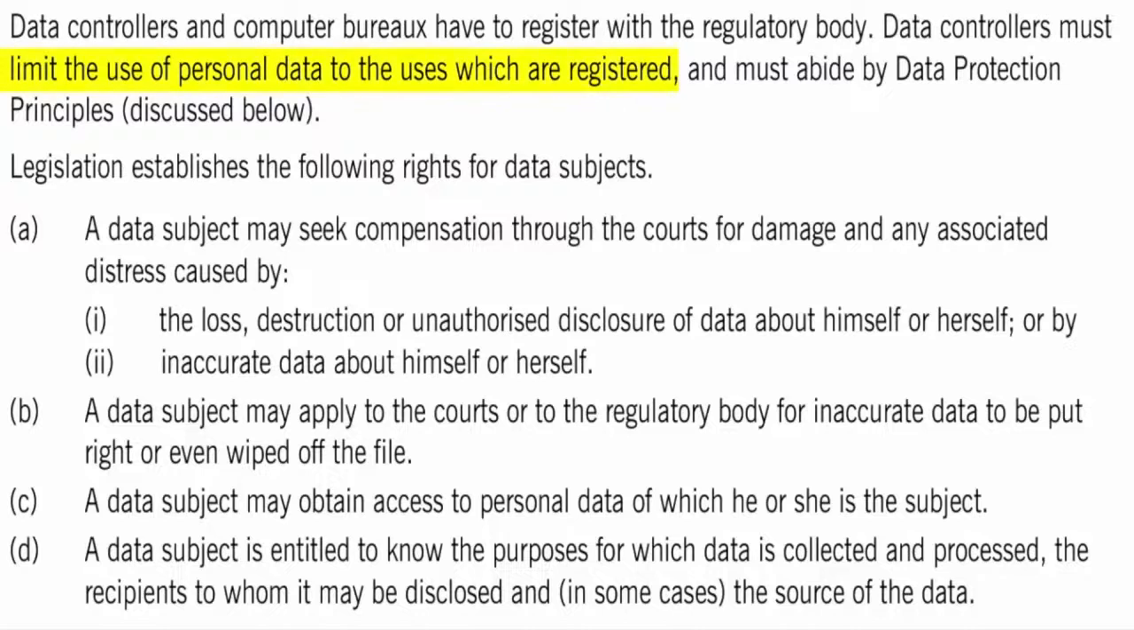1. Limiting data usage to registered purposes. Data controllers must restrict their processing of personal data strictly to the purposes they have registered with the ICO. This means that if a company registers to use customer data for marketing purposes, it cannot then use that same data for unrelated activities, like selling it to third parties without explicit consent. For example, if a retail company in the UK registers customer information to manage sales and improve customer service, using that data later for advertising without informing customers would breach these requirements and could lead to fines or enforcement actions.